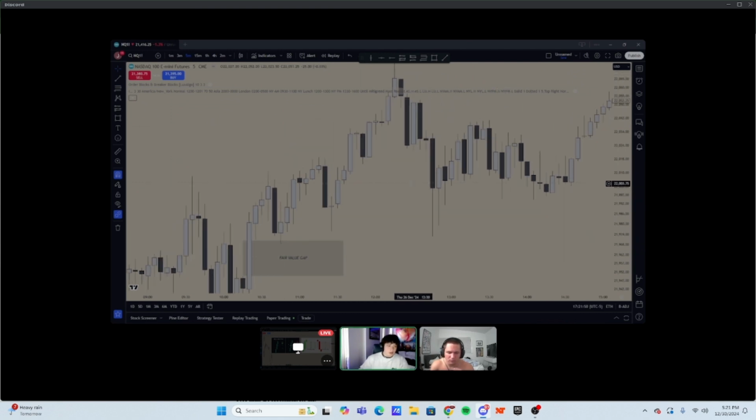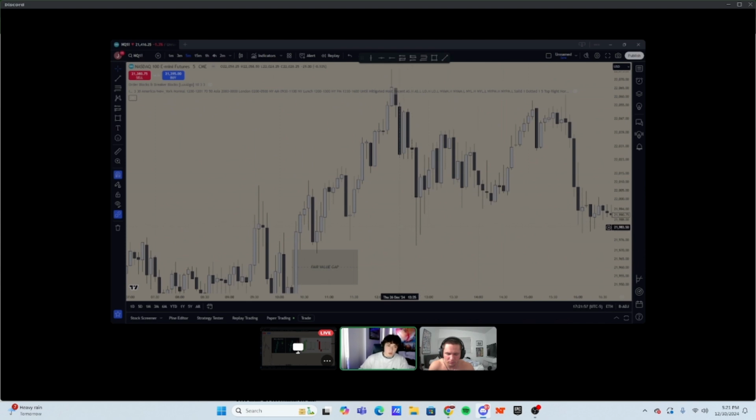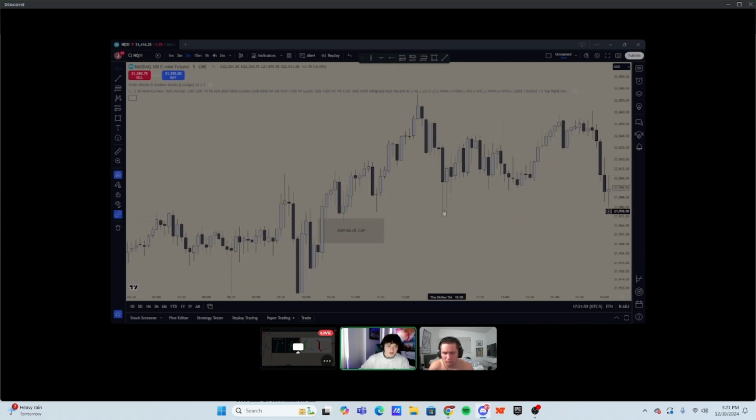And this happens all the time in the market. This is how markets work. This is why they move, and this is why they move up and down. They chop, they go whatever which way. This is why. Fair value gaps.